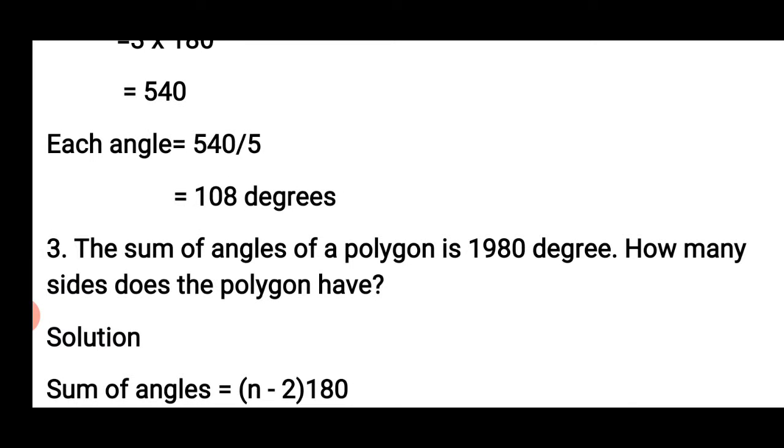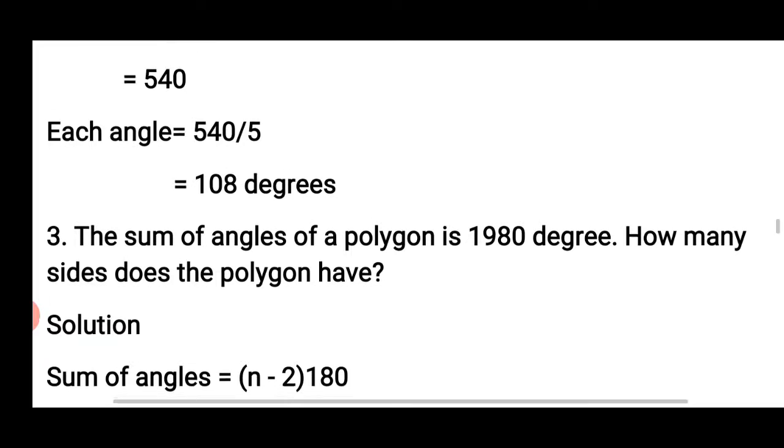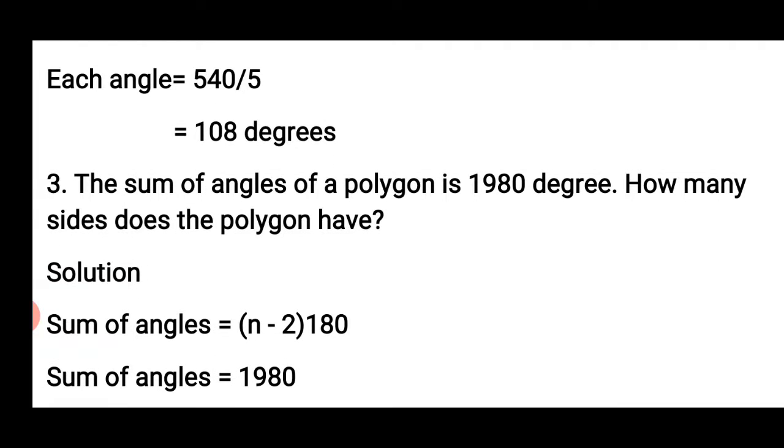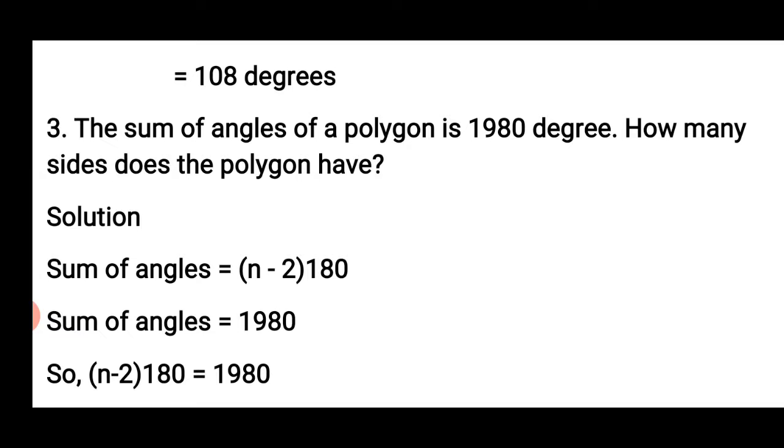Example 3. The sum of angles of a polygon is 1080 degrees. How many sides does the polygon have? In this case, we are given the sum of angles. We have to find the number of sides of the polygon.